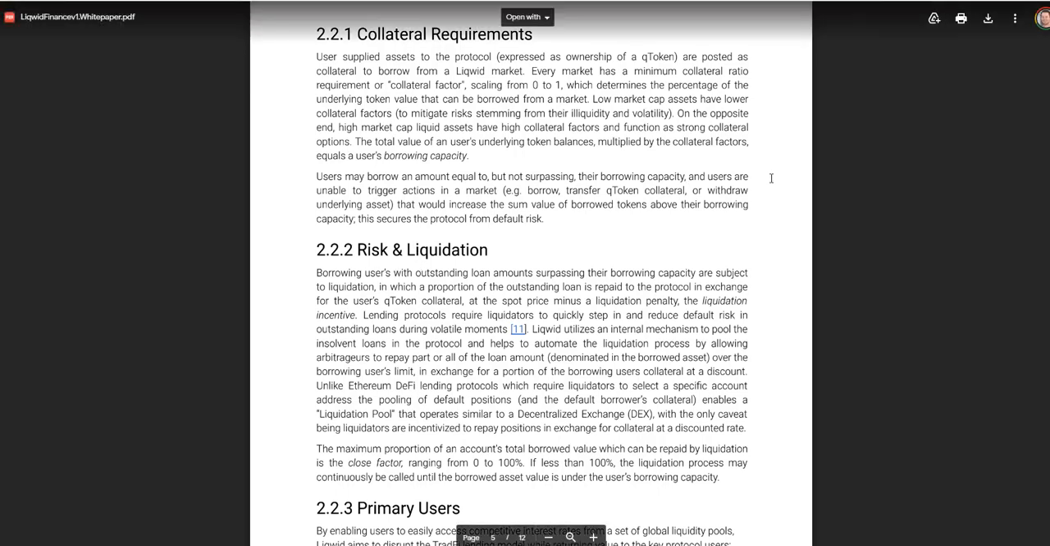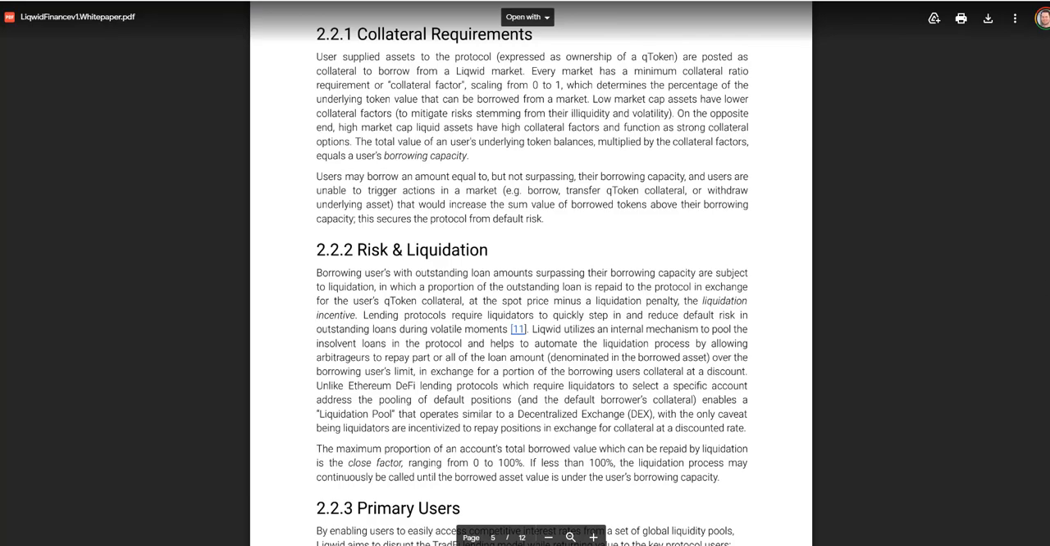The total value of a user's underlying token balances will be multiplied by that collateral factor, and that's going to equal your borrowing capacity. So let's say you want to borrow MELD, for example, just to pull them out of the air, and let's say you want to borrow 1,000 MELD, then your scaling is, let's say it's 0.8. Well, 0.8 multiplied by 1,000, that's how much you can borrow. So that's kind of neat.